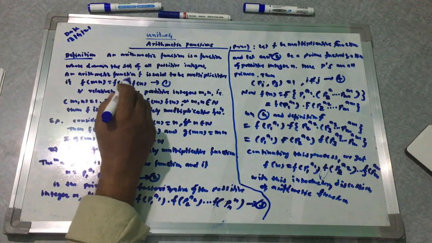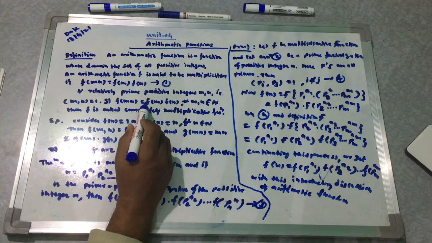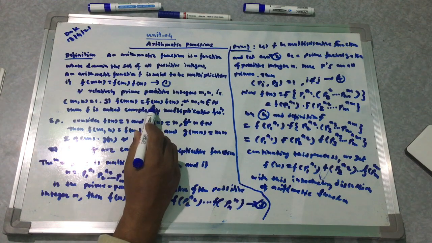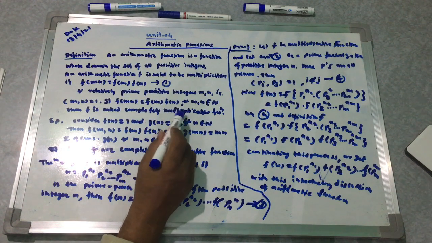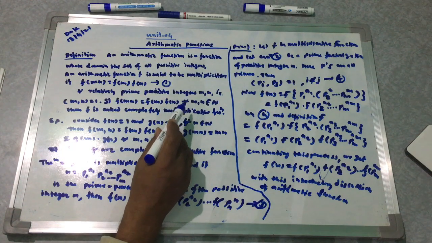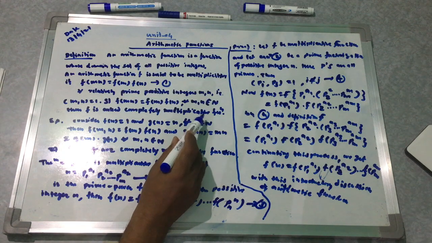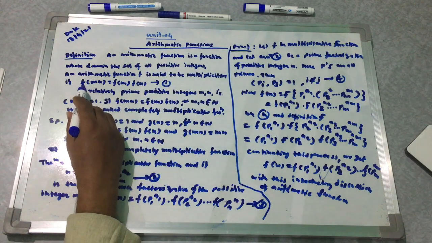So if f of mn is equal to f of m into f of n for all m and n belonging to N, then f is called a completely multiplicative function. This is the multiplicative function.